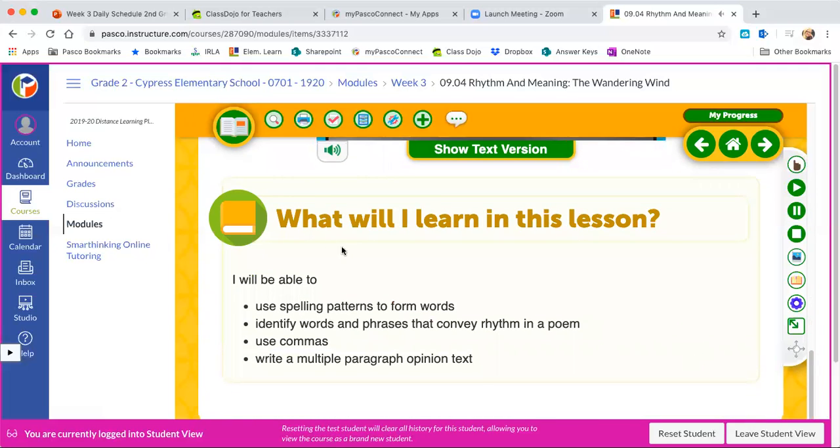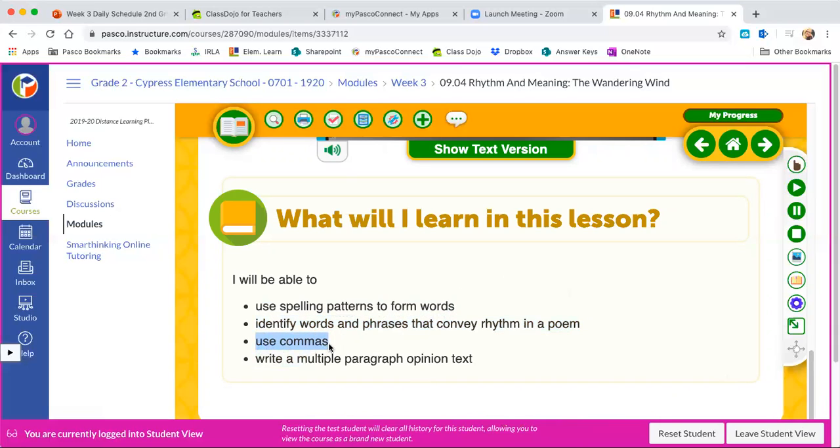And then down here, what will I learn in this lesson? So this is telling you what everything in the whole ELA lesson for today is going to be. I will be able to use spelling patterns to form words. We've already done a little bit of that. Identify words and phrases that convey rhythm in a poem. And if you remember, the word convey is a fancy word that just means shows or explains or gives an example of. We're going to see words and phrases that show rhythm or give examples of rhythm.